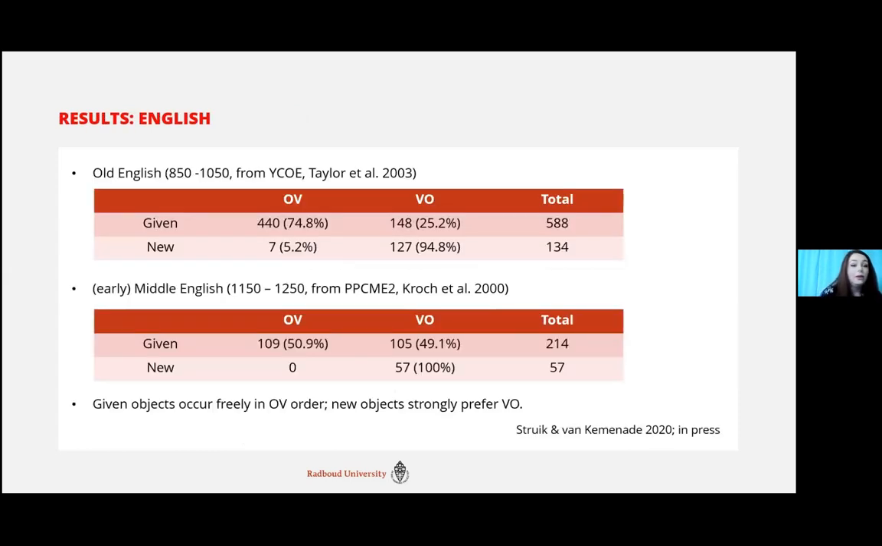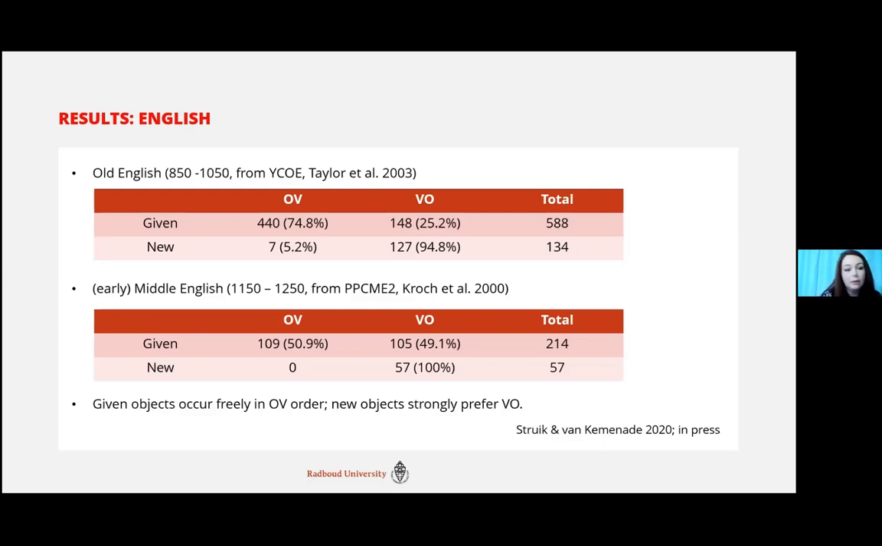Then when we look at the results, I divided them for Old English and early Middle English. And what I find here is that given objects freely occur in OV word order, although not obligatory. But what's most important is that new objects seem to be barred from OV word order. So there's a handful of examples in my Old English data set, but there is no new object in pre-verbal word order whatsoever.